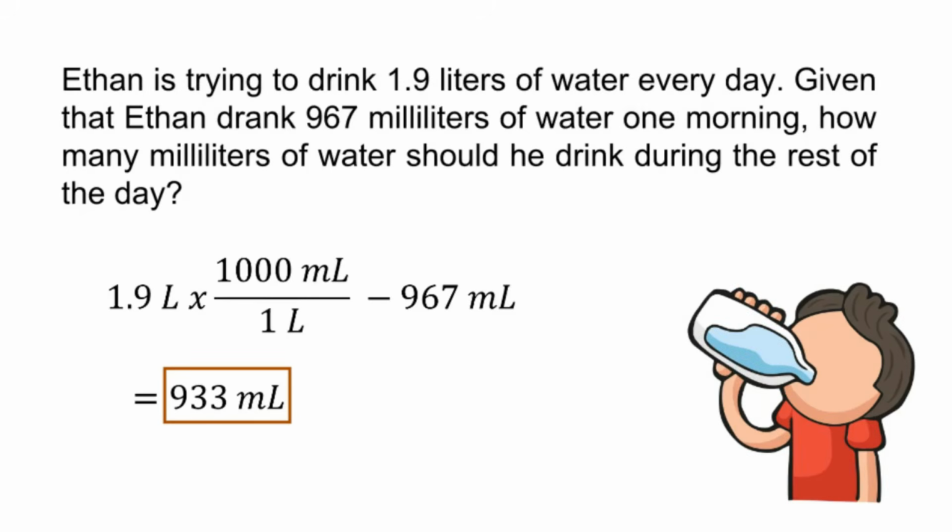Ethan is trying to drink 1.9 liters of water every day. Given that Ethan drank 967 milliliters of water one morning, how many milliliters of water should he drink during the rest of the day? In this problem, we are only asked to subtract 967 milliliters of water from 1.9 liters. But since they have dissimilar units, we needed to convert 1.9 liters to milliliters first, before deducting 967 milliliters from it. We write 1.9 liters multiplied by our conversion factor 1000 milliliters equals 1 liter, minus 967 milliliters, we get 933 milliliters. This is all for today.